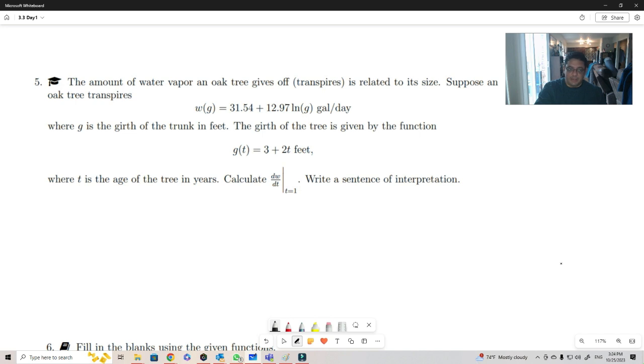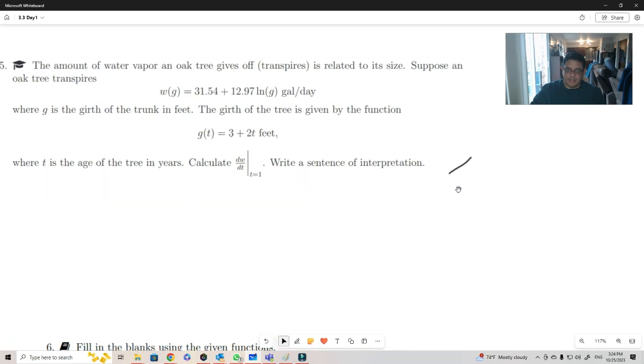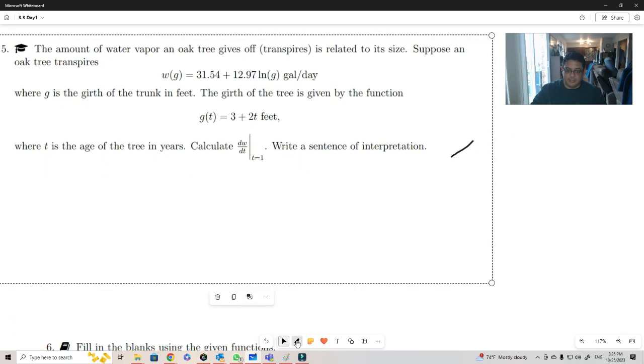Then we have that the girth of the trunk of the tree in feet is given by the function g of t equals 3 plus 2t feet. We want to know, with t the age of the tree in years, what is the rate of change of W, so the amount of water, depending on the time. And of course writing the sentence interpretation. So first of all, let's actually calculate some of the rates of change that are relevant to this scenario.